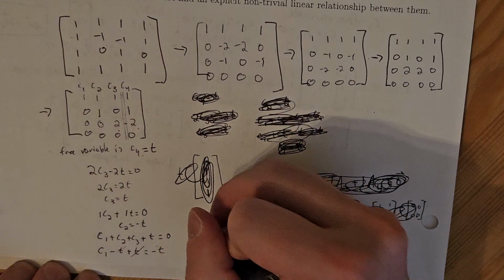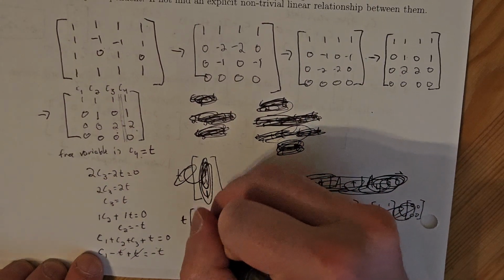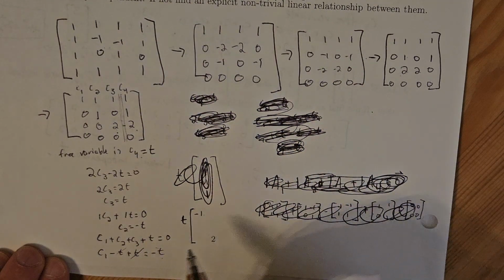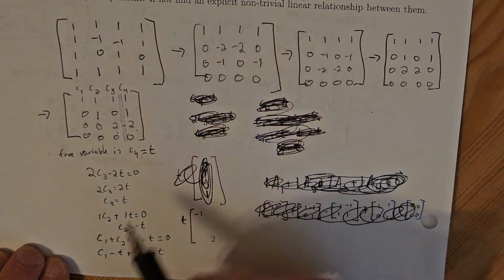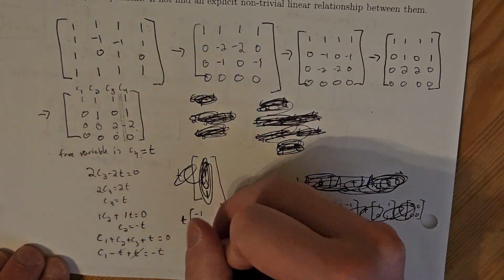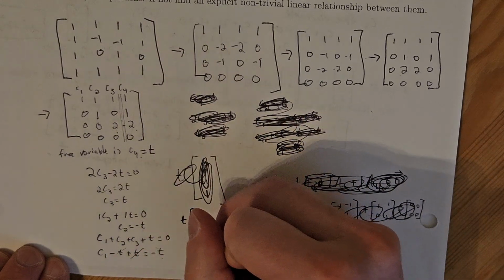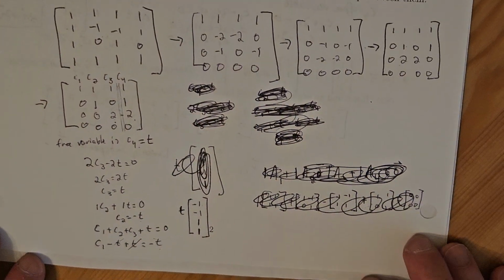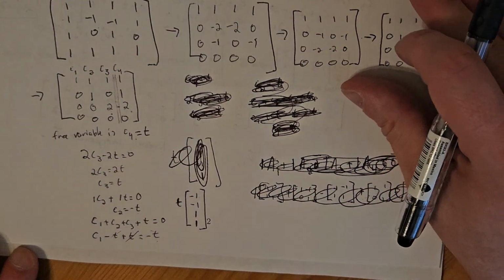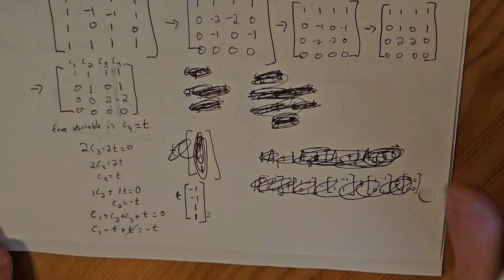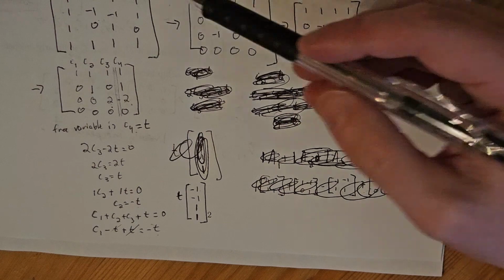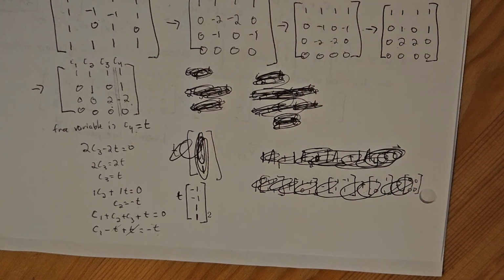Now, what does this tell us? This tells us we get T times negative 1. C1 was negative T, right? So negative 1T is the first row. C2 was negative T, so it's negative 1. C3 was positive T, so it's positive 1. C4 was positive 1. So this right here is a non-trivial solution for any T. That is a non-trivial solution to our linear combination of A1, A2, A3, and A4 equal to 0.